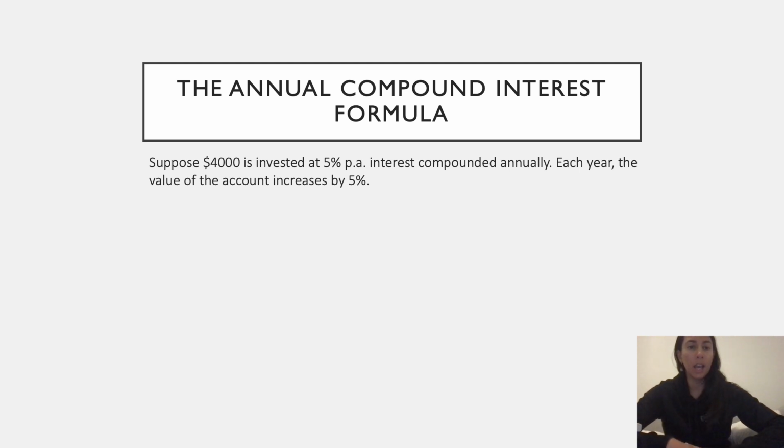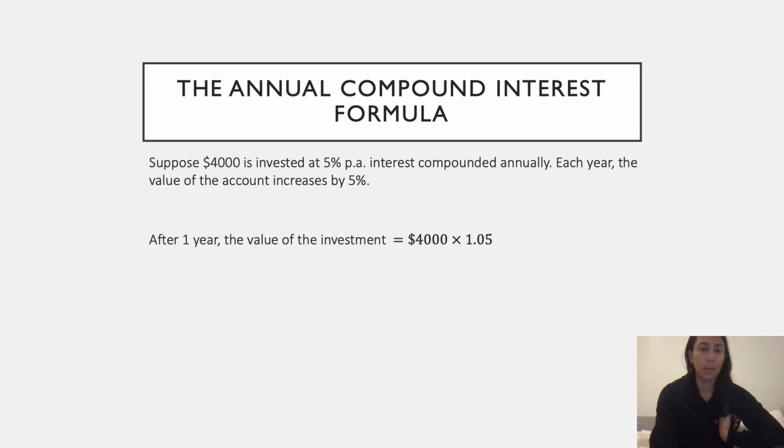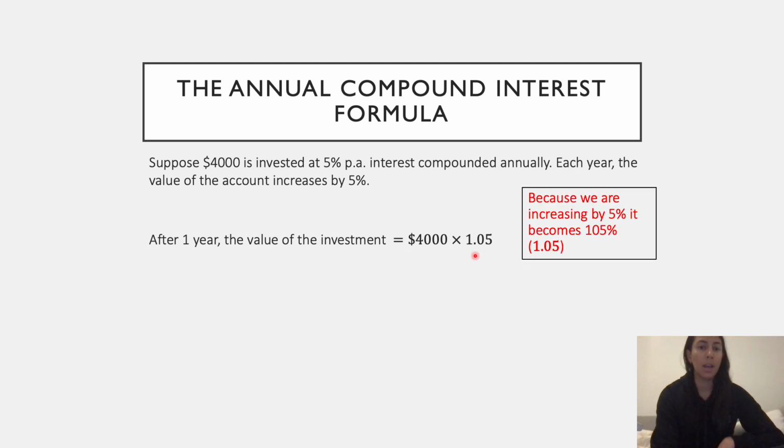Each year the value of the account increases by 5%. So after 1 year, it would look like this formula here. So 4,000 times 1.05. Now the reason it's 1.05 is because we're increasing by 5%. So we would have 105% because the original amount is our 100% plus the 5. Remember, when we work with percentages, we convert them to a decimal. So 105% would look like 1.05.